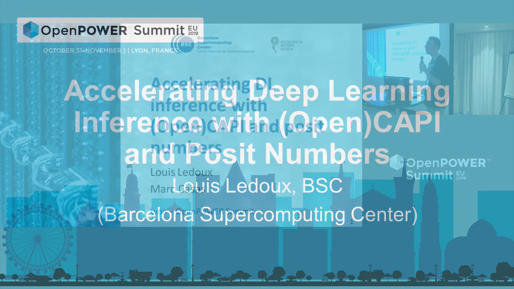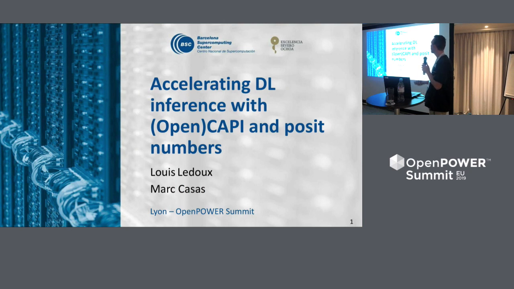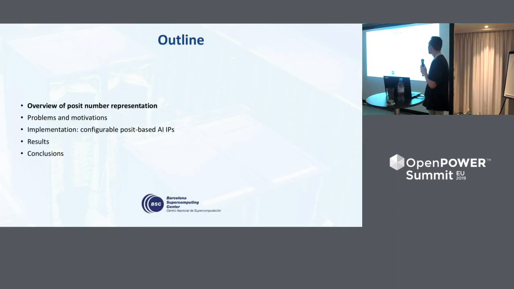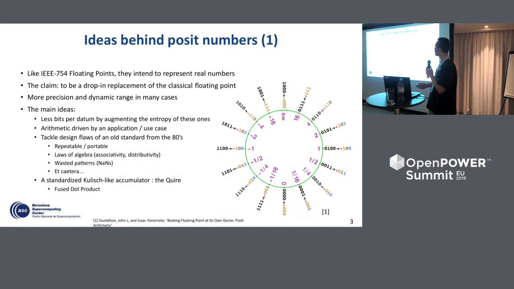So, as mentioned, I will speak about how maybe we can accelerate deep learning inference with Posit numbers. I'm a PhD candidate at Barcelona Supercomputing Center. For the outline, firstly, I know that some of you know Posit numbers, but I will hopefully quickly introduce them. Then I will expose current problems and motivation, and we will dive into implementations, the early results that we obtained, and then we will conclude.